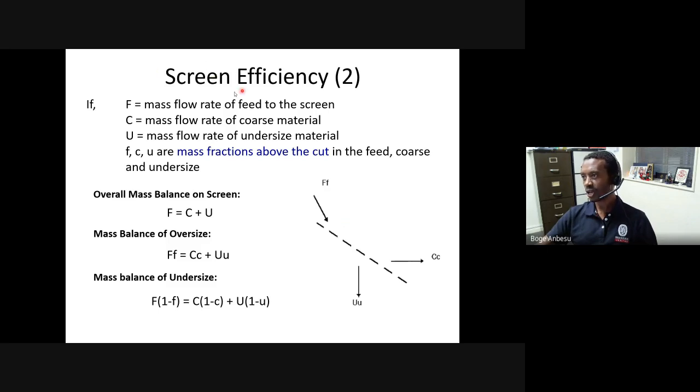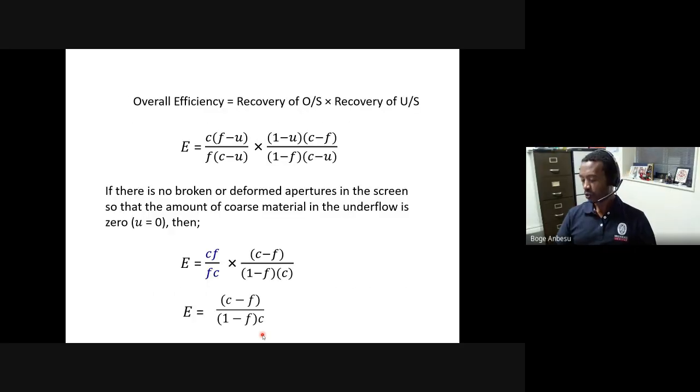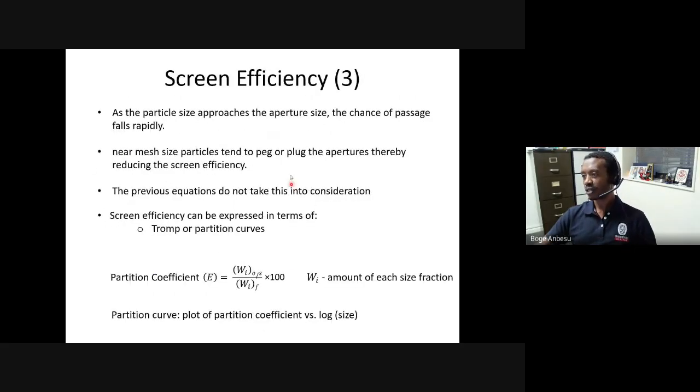So this assumption of screening efficiency calculation simply relies on the fact that every particle smaller than the screen size should pass through, which probably is not the case in reality. So what the Tromp curve or the partition curve accounts for is that. They assume the reality that if particles are very close in size to the screening size itself or the aperture size, chances are they're not going to pass through. So we need to account for that one. Okay.